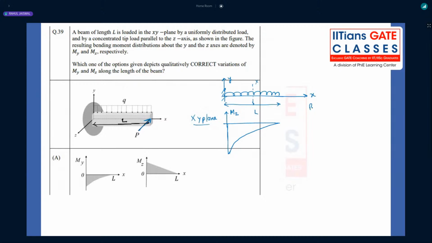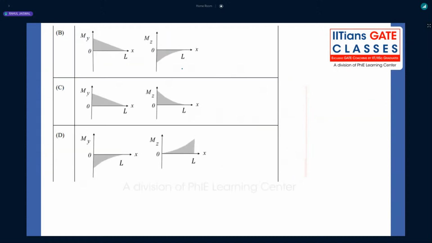If you take the bending moment at any cross section XX at distance x, what will you be getting? This is W Newton per meter. So W into x, minus, into x by 2. So this distribution will be what? Parabolic distribution, right? Parabolic and negative value, right? So minus W L square by 2. So which option will be correct? From here itself you can identify. Moment about Z axis will be this one, right? B option will be correct.